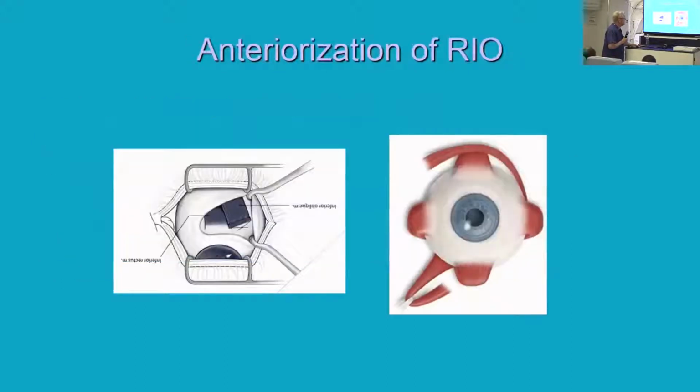So again, I spoke about this earlier, but the anteriorization of the inferior oblique involves placing it just lateral to the insertion of the inferior rectus muscle and not displacing it too far laterally from it. If you keep it in that position, you're normally going to be okay as far as any of the problems that I mentioned a little bit earlier.